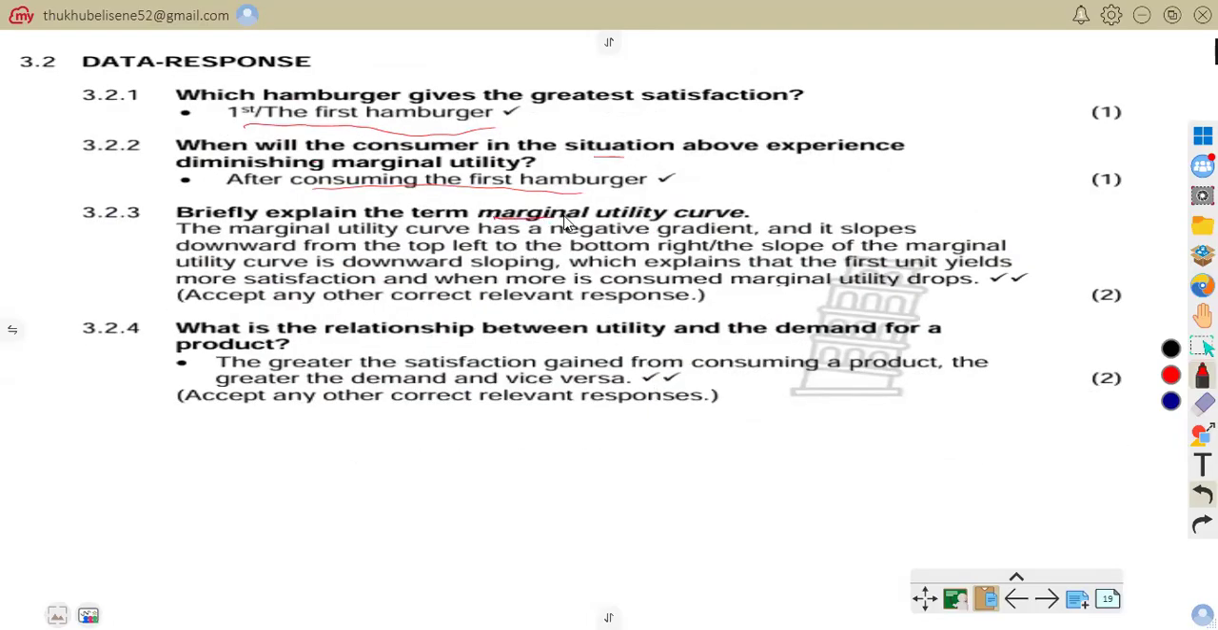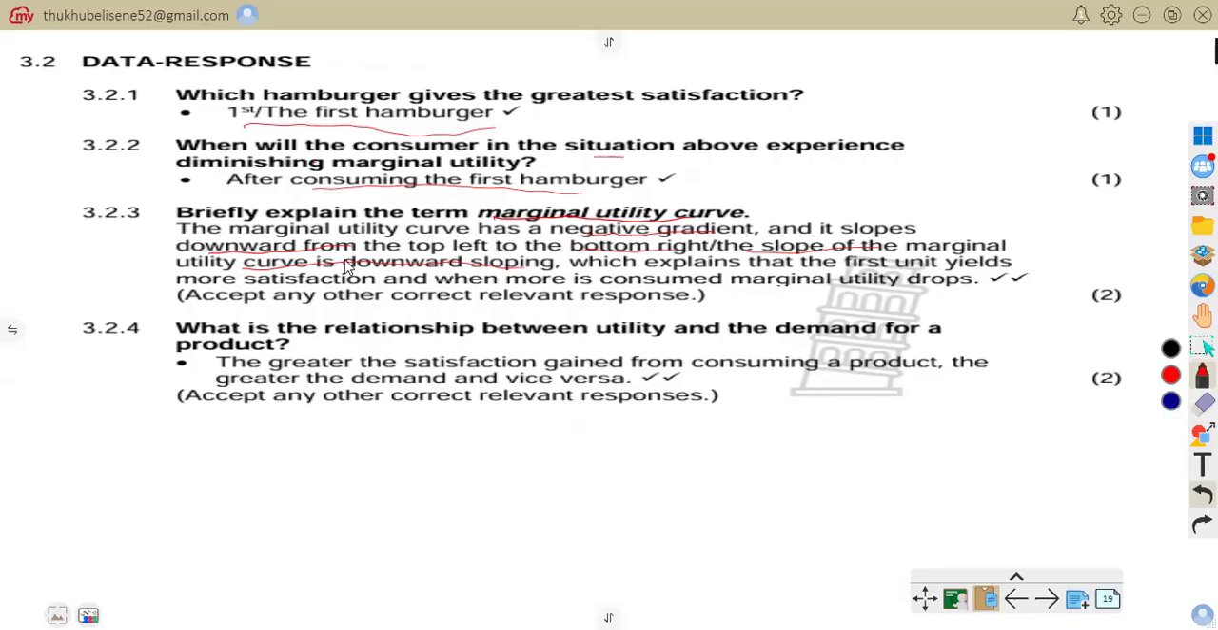The term marginal utility curve, like I've already explained, says the marginal utility curve has a negative gradient and it slopes downward from the top left to the bottom right. The slope of the marginal utility curve is downward sloping because the curve shows the extra satisfaction from consuming a product decreases as more units are consumed.